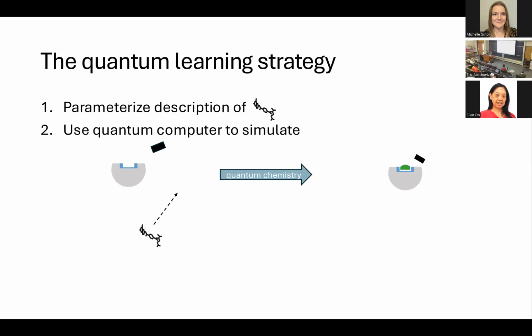And then, like I mentioned earlier, quantum computers are very good at simulating quantum mechanical processes. So we can actually just simulate this quantum chemistry on a quantum computer. And then we train the model. So we optimize these parameters to maximally inhibit this process.